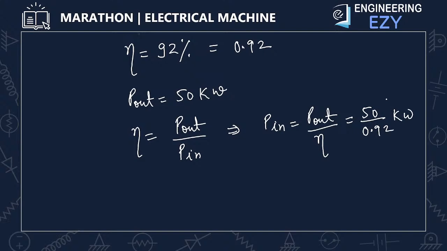Yes. Gajendra, very good, bache. If connection is not given, always assume the star connection. Very good. So if the efficiency is given as 90 upon 0.92, that gives the input power.